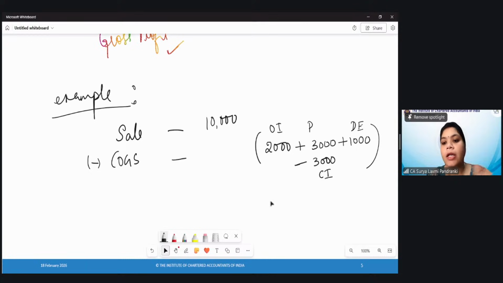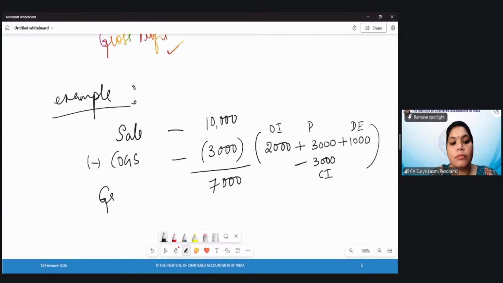Closing inventory, right? So opening inventory is 2,000. Purchases is 3,000. Direct expenses are 1,000 and I have a closing inventory of 3,000. What is the cost of goods sold now? 2,000 plus 3,000 plus 1,000, which gives me 6,000 minus 3,000. So it is 3,000. Right? The gross profit that we have for the year is 7,000 as per this example. We are done.